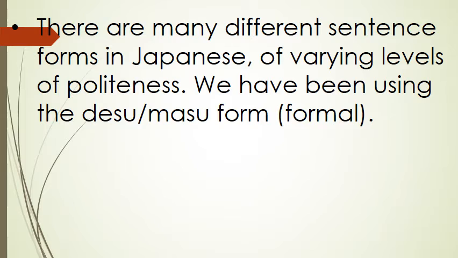There are many different sentence forms in Japanese for varying levels of politeness and familiarity. So far, we have been learning desu/masu form, which is a moderately formal form. This is the type of form that you would use if you were talking to somebody that you don't know personally, somebody who's maybe your direct senior in a business or at school, but who is not super high above you. It's basically standard level politeness. It's polite, but not overly polite.